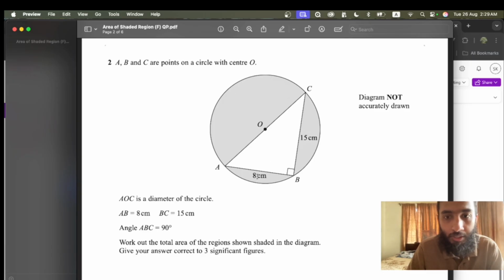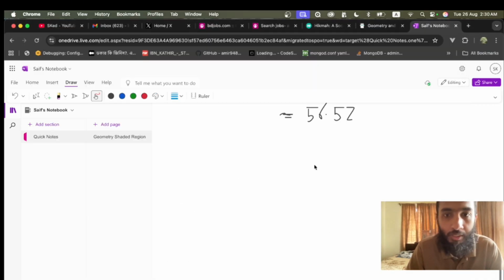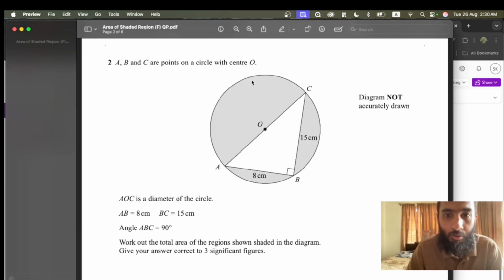So there are three separate shaded regions. You have to find the total of the shaded regions. So give your answer correct to three significant figures. So let's attempt this problem. First we want to figure out the area of the circle. In order to figure out the area of the circle, we need the diameter and the radius.